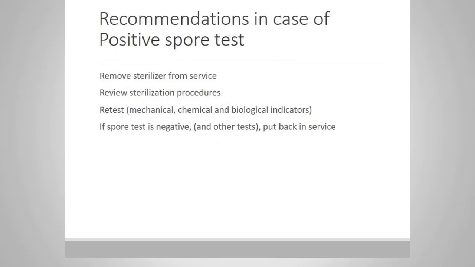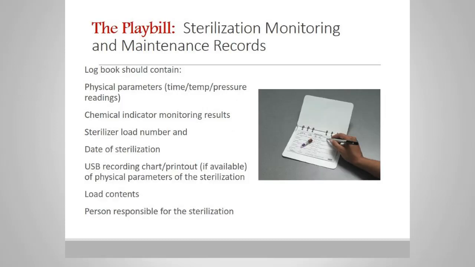Briefly, if you have a positive spore test, remove the sterilizer from service, review your sterilization procedures, retest using mechanical, chemical, and biological indicators. If it's negative, you can put it back in service, but if you have a positive spore test again, stop. Do not use this autoclave. Take it out of service. I would recommend consulting the CDC guidelines for more information and contact the representative of your unit for a loaner and obtain a different sterilizer until you get this straightened out.